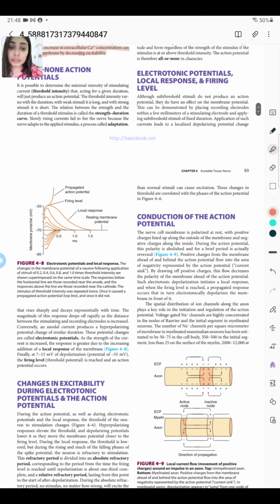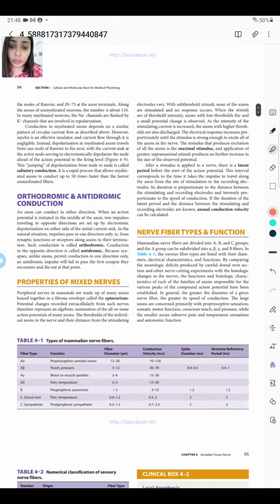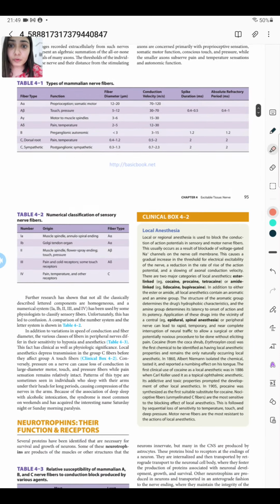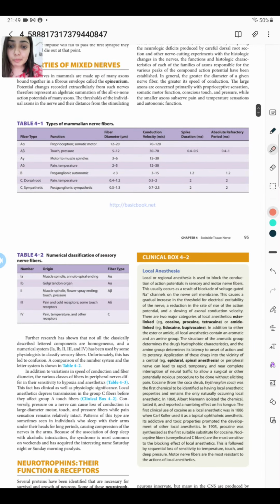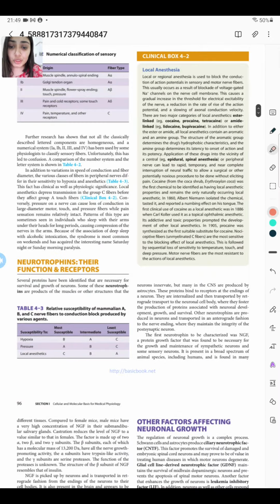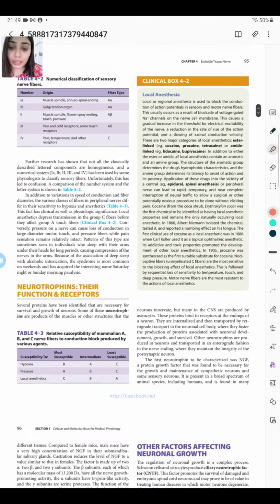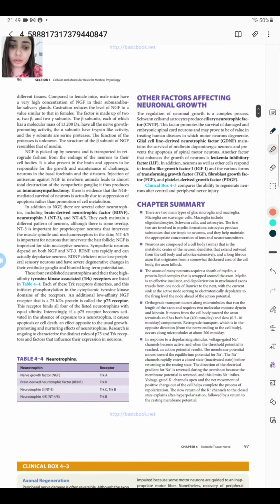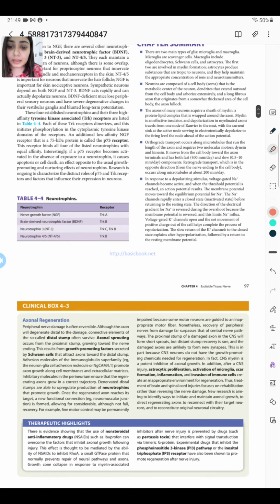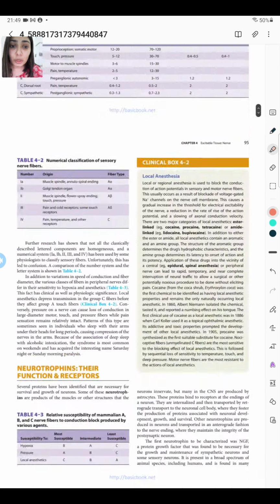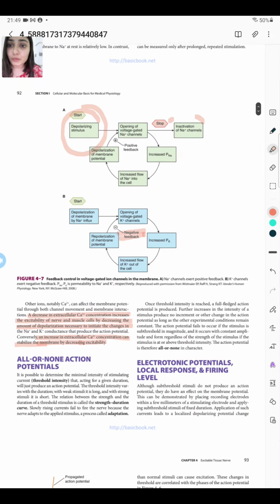In the next video, we are going to continue and wrap this up. We will be discussing the types of mammalian nerve fibers and their classification, a clinical box about local anesthesia, and certain nerve growth factors. And then we will summarize this chapter in the last video. So this chapter will be covered in a series of 6 videos.